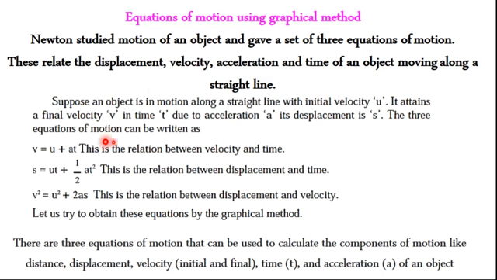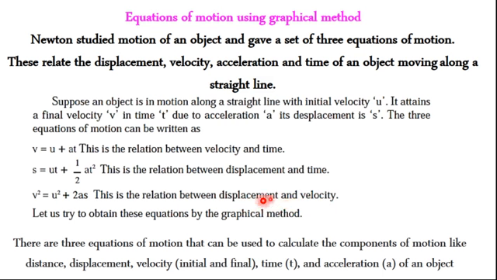So the equations of motion can be written as, v is equal to u plus at. This equation gives the relation between velocity and time. s is equal to u into t plus half at square. This equation gives the relation between displacement and time. The third equation, v square is equal to u square plus 2as. This equation gives us the relation between displacement and velocity, meaning displacement of an object and velocity of an object.